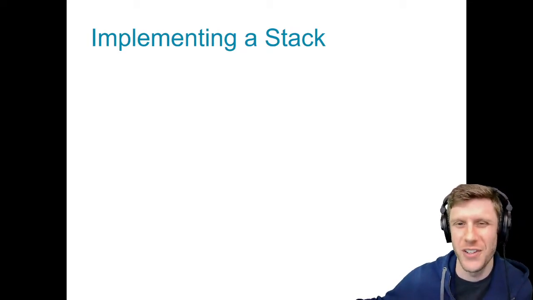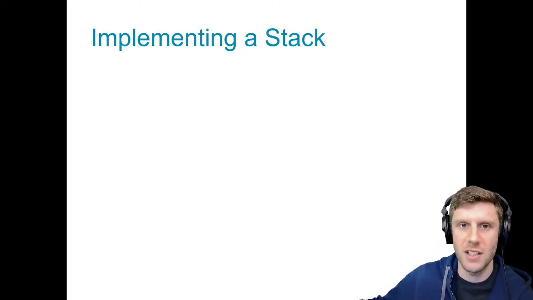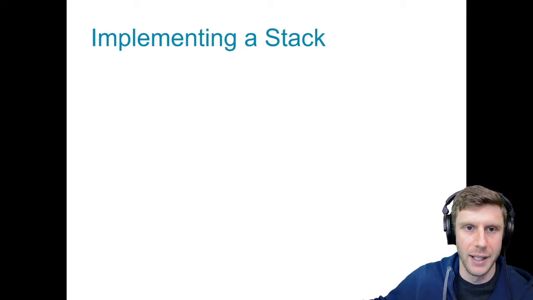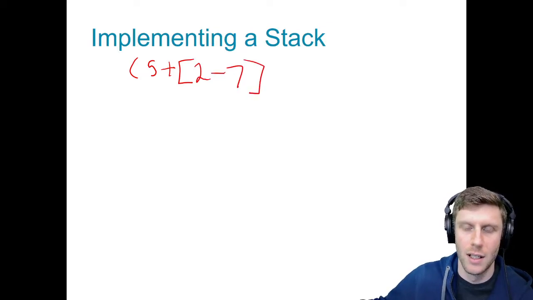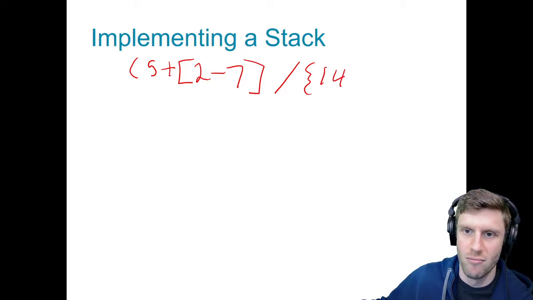All right, so the implementation. Actually, before the implementation, let's do a better example. Postfix is perhaps too complicated for the sake of being complicated. Let's say we have an expression that's something like 5 plus 2 minus 7 divided by, and we got a squiggly bracket. I'm just switching types of brackets here. 14 minus 1.